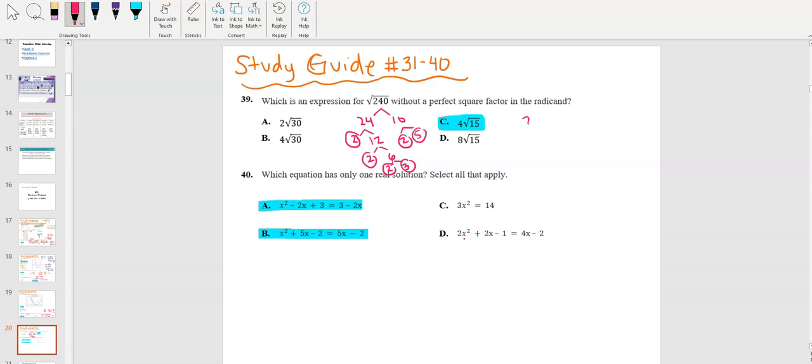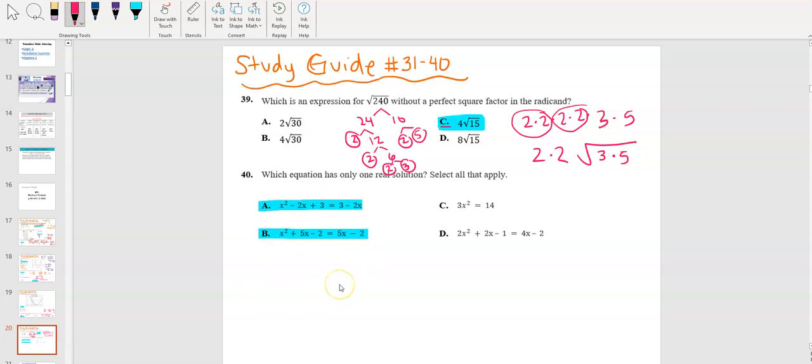So if I write my prime factorization, it's 1, 2, 3, 4 2s, a 3, and a 5. So here are pairs that get kicked out of the house. So I've got 2 times 2 outside the house, and inside the house I have 3 times 5. When you simplify that all together, you're going to get C, 4 times the square root of 15.